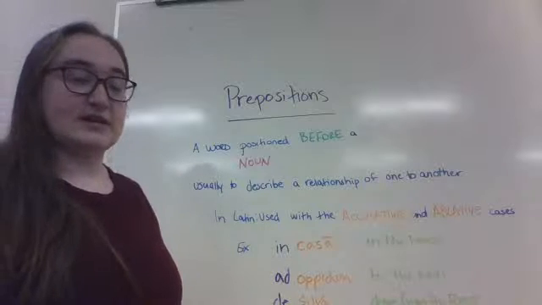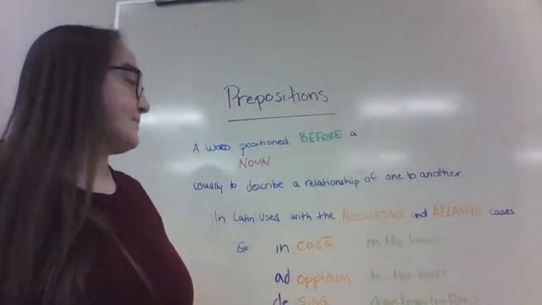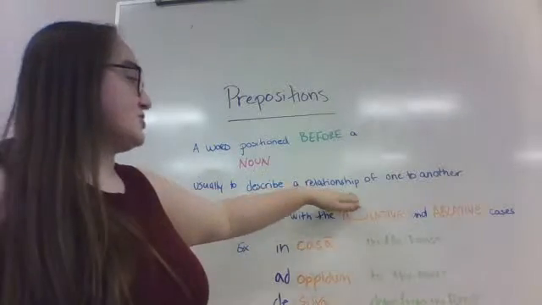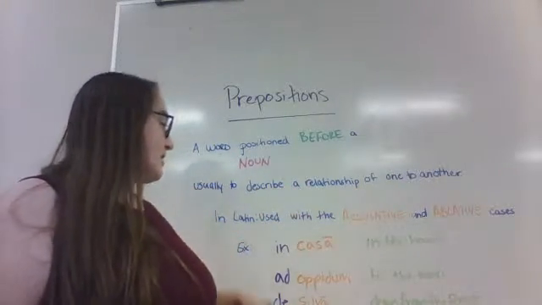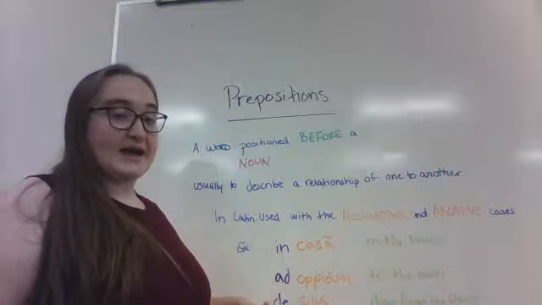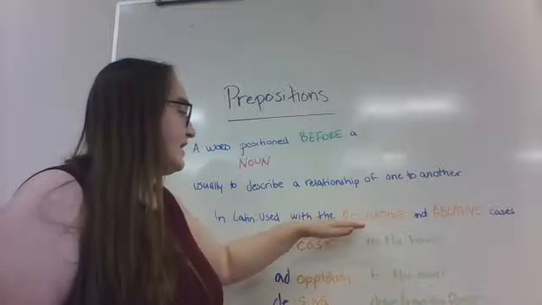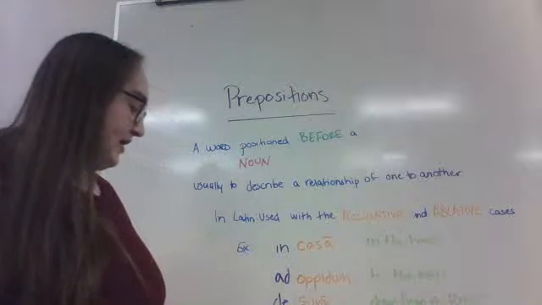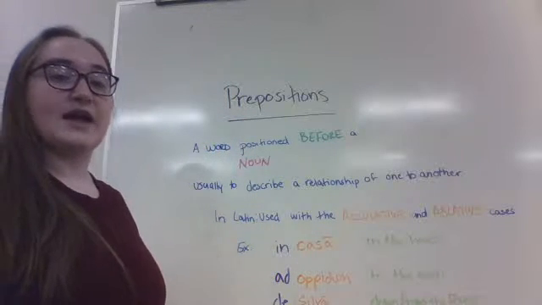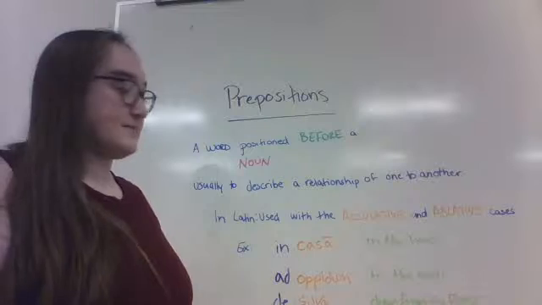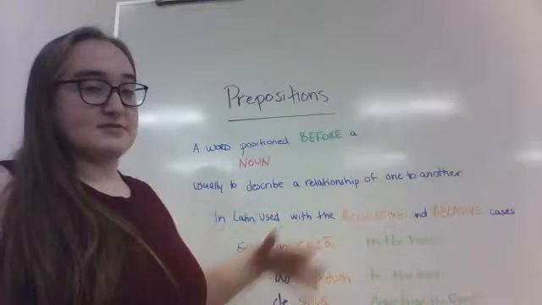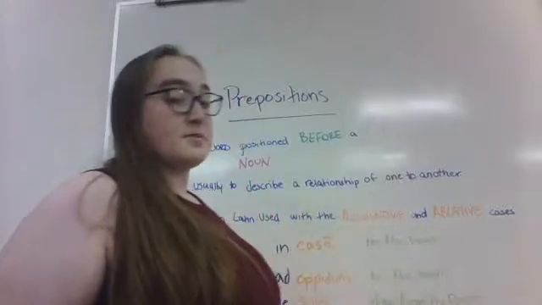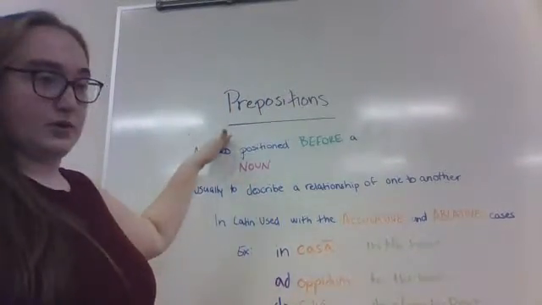And as we know, in Latin, nouns have cases. And it is usually to describe a relationship of one thing to another. And so the cases that a preposition usually goes with are the accusative and the ablative. Now take a moment and think. What is the accusative case and what is the ablative case? The accusative case, remember, is our direct object, and our ablative case is adverbial, but also could be prepositional.